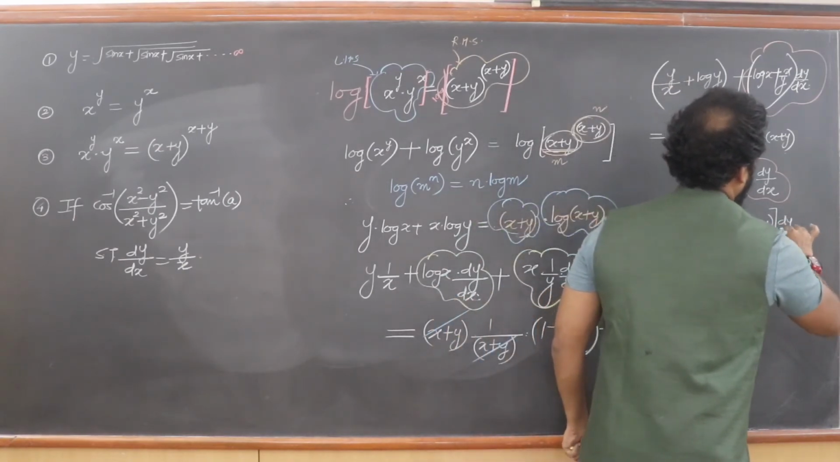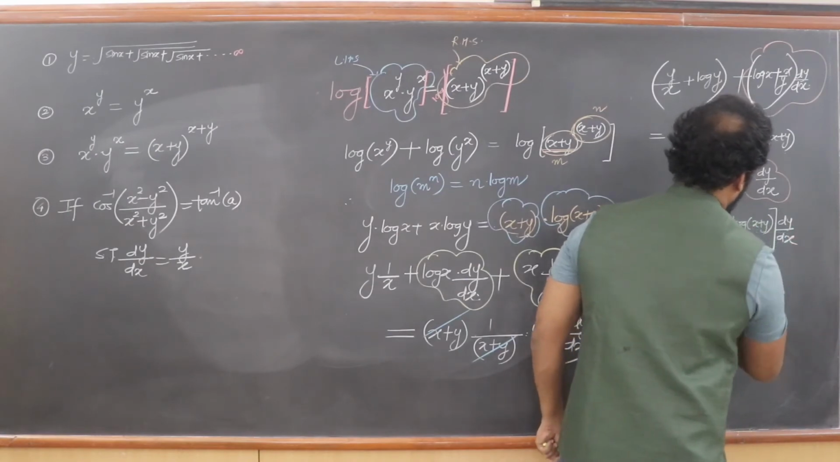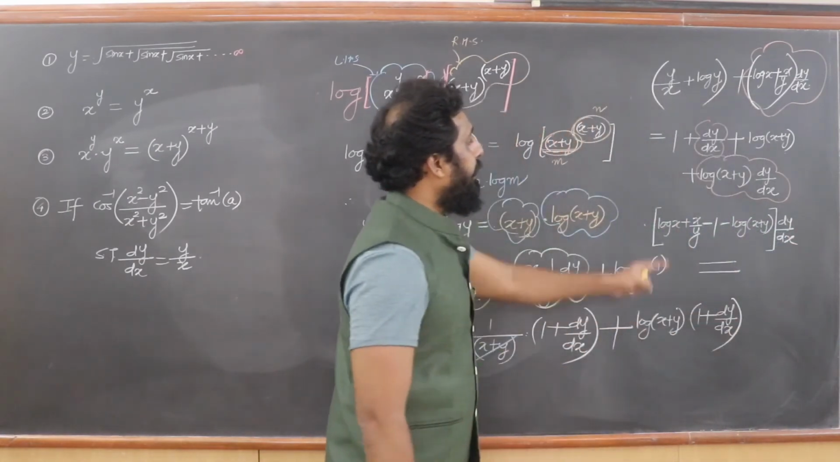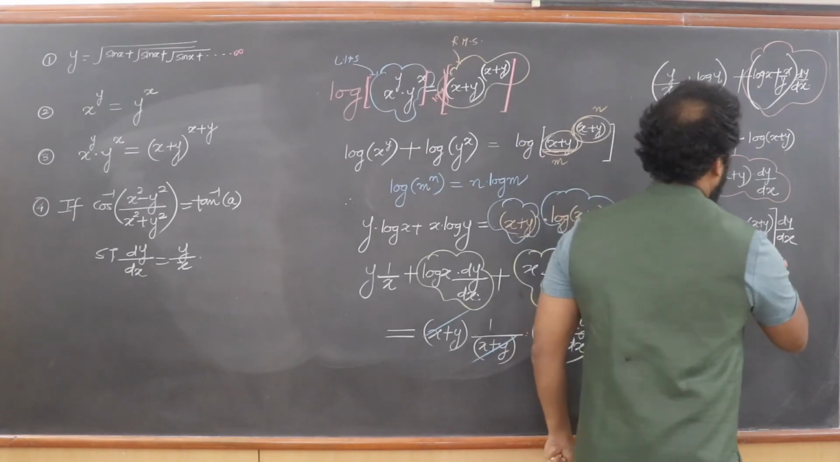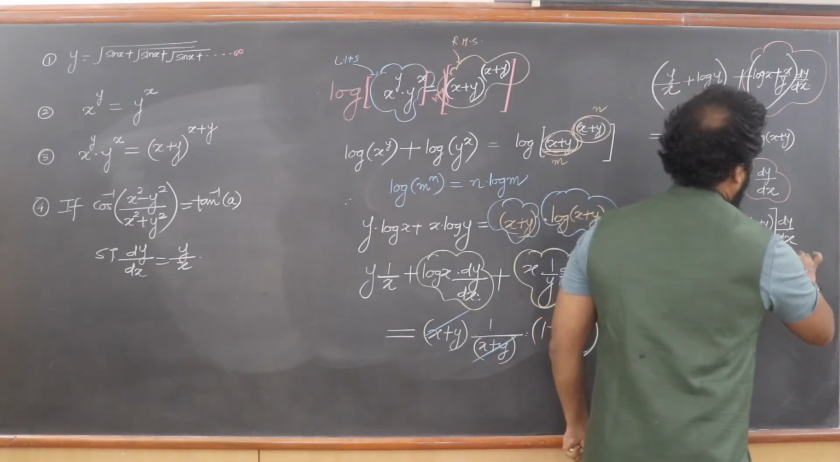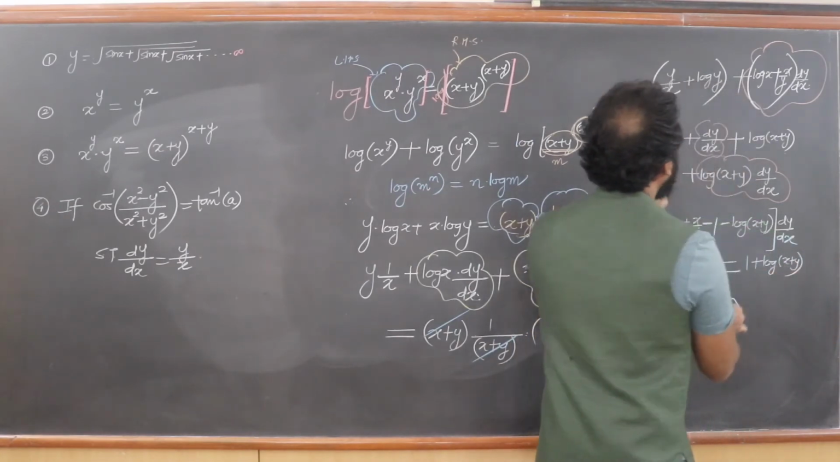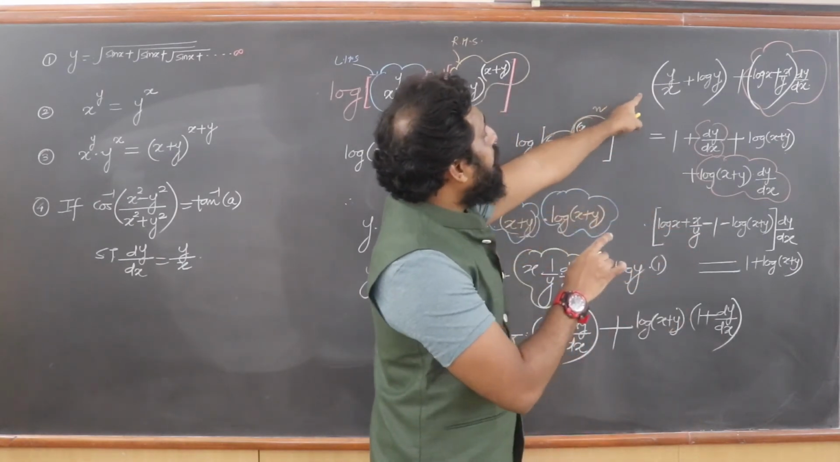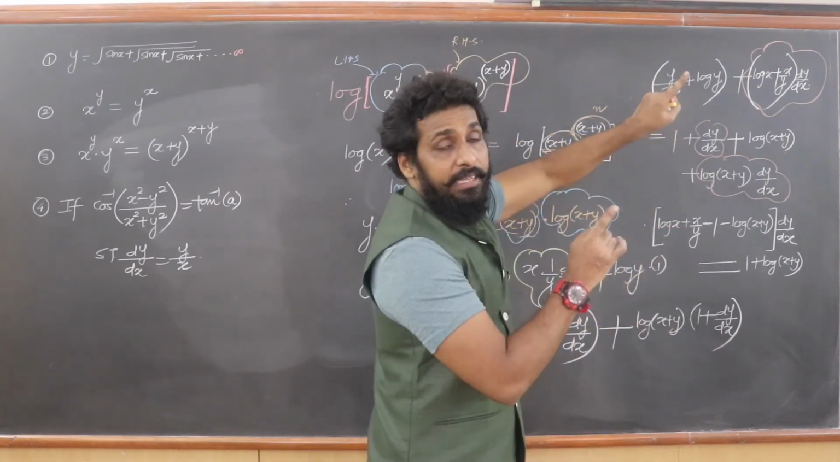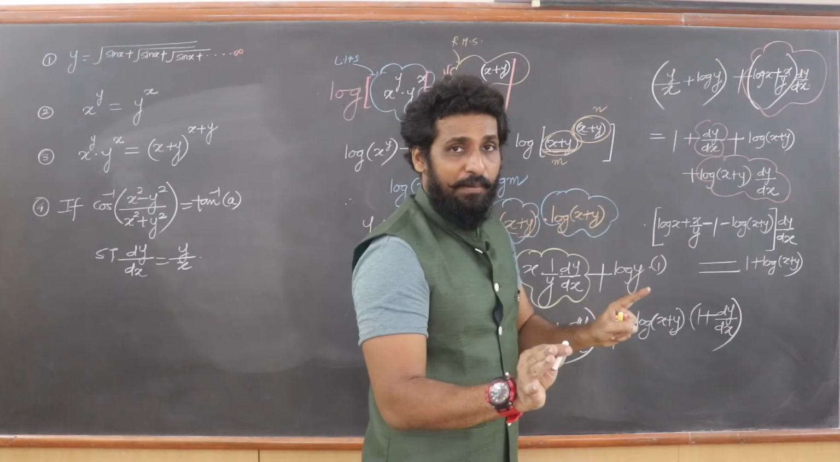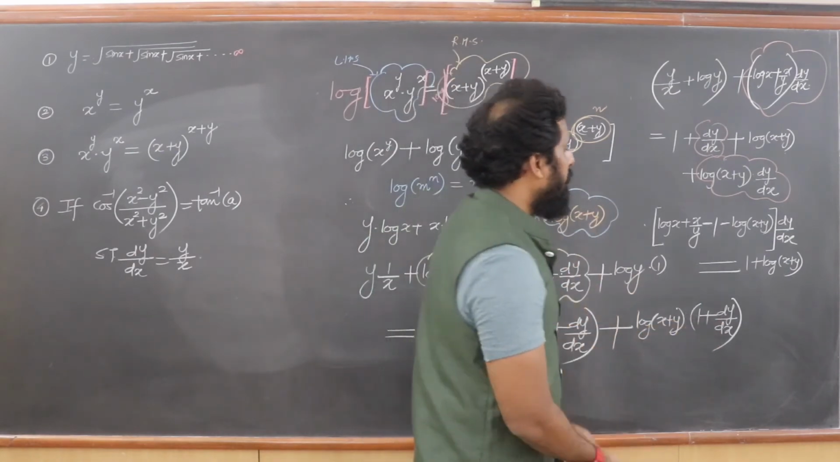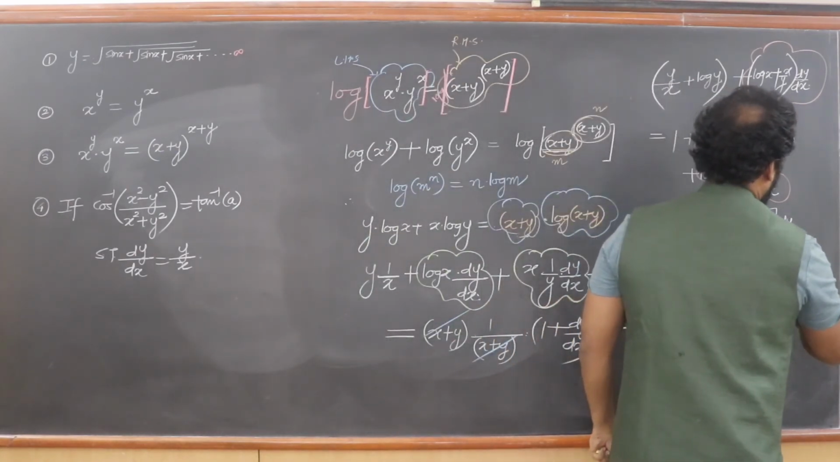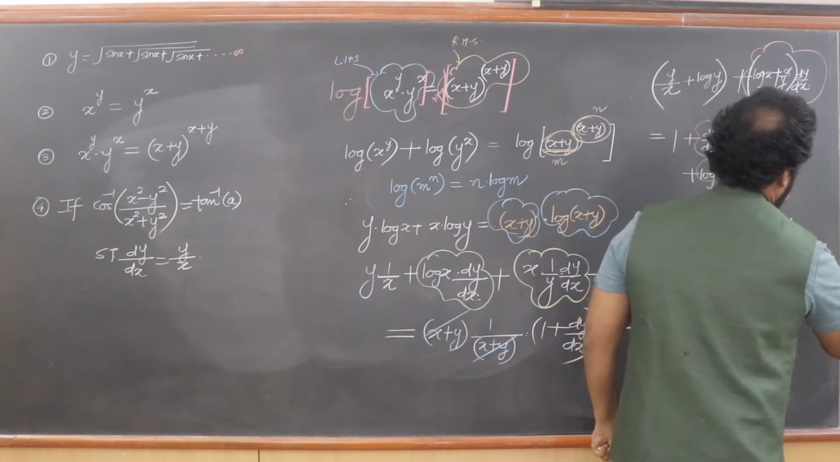It is dy by dx. That is equal to, on the right hand side again there is 1, then there is log of x plus y. So 1 plus log of x plus y. These two terms have come together, and these two terms, y upon x and log y, which were on the left hand side and did not have dy by dx, will be transferred to the other hand side. So I write minus y upon x minus log of y.